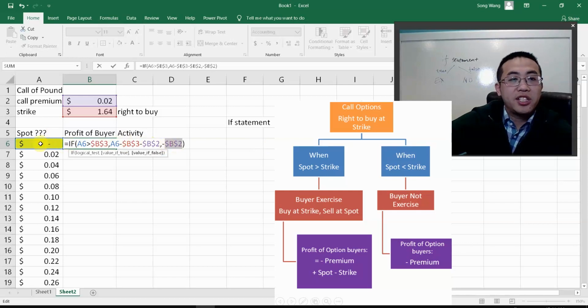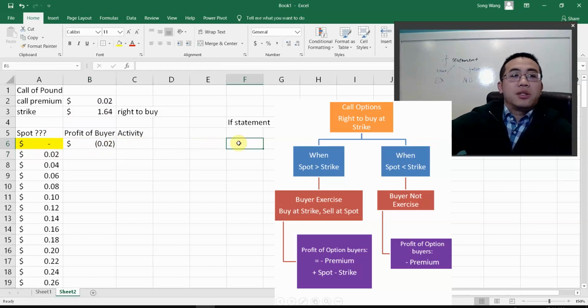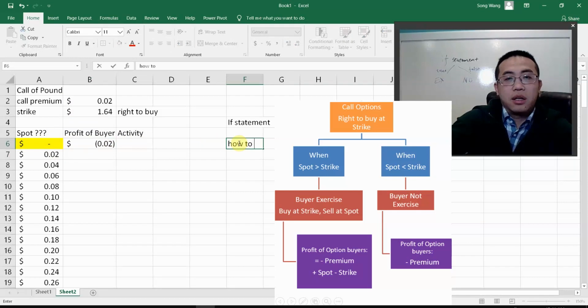Okay, but don't lock A6 wherever you put the spot rate. All right, so the numerical output is still there. It does not change, but I do have locked certain cells because I don't want them to be shifted when I drag it down. So how to lock? You hit F4.